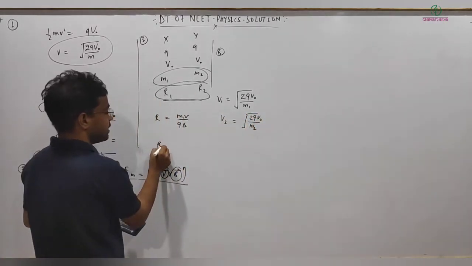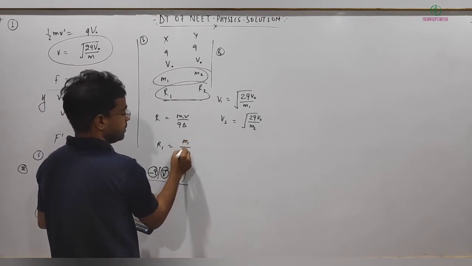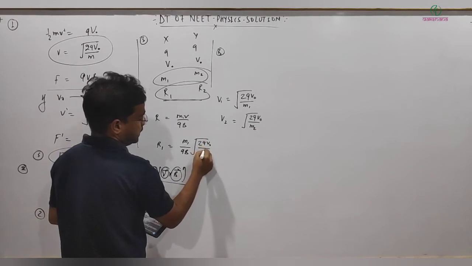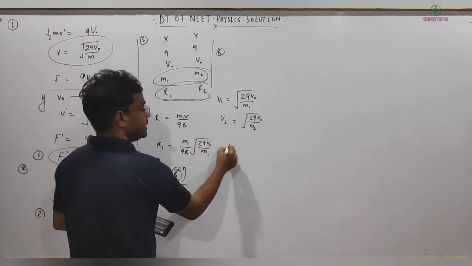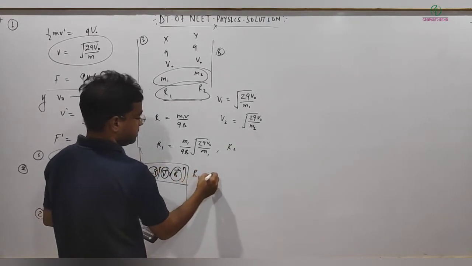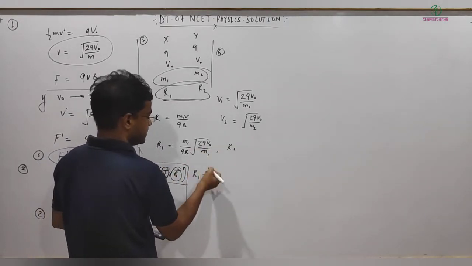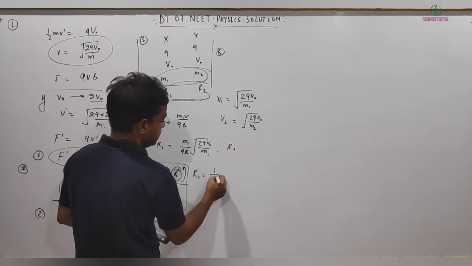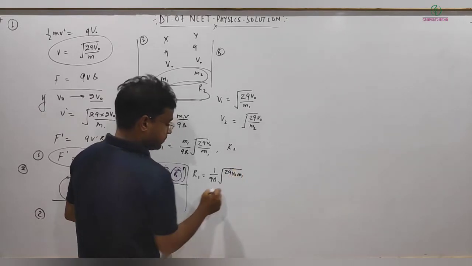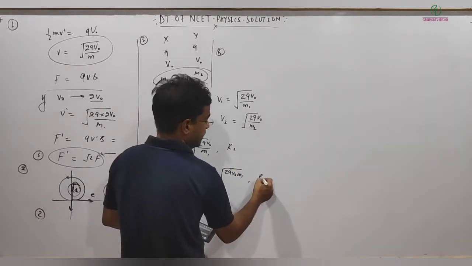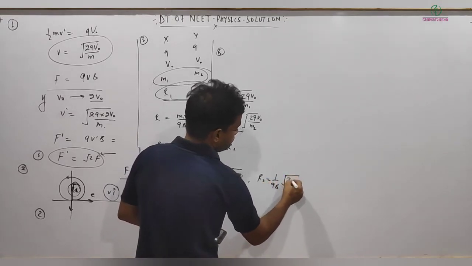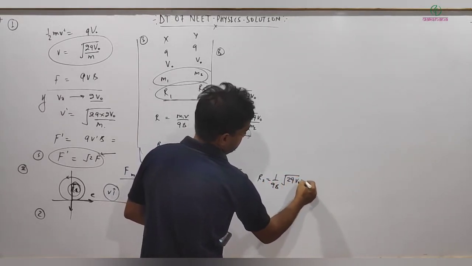So this implies r1 I can write as m1 by qB under root 2qV naught by m1, right? Similarly r2. Or I can rearrange it a little bit, then r1 will be 1 by qB and under root 2qV naught into m1. Okay, let me write it. This is r1. R2 similarly I can write 1 by qB under root 2qV naught into m2.